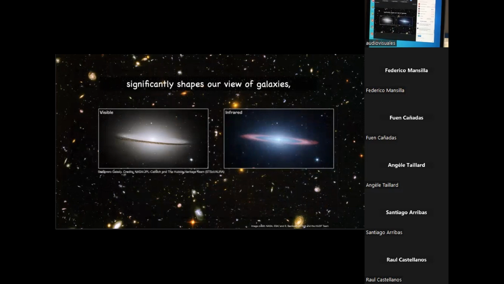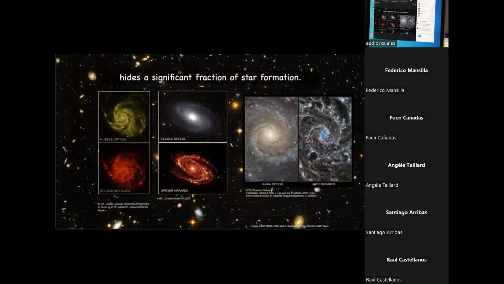re-emitting it at longer infrared wavelengths, which means that if you look at galaxies, these are a few examples of nearby galaxies before and after James Webb. By looking at them in the infrared light, which is the dust emission, we will see a completely different view of galaxies. Very highly star-forming regions in galaxies are completely hidden if we look at them in the optical light, and they will show themselves in the infrared light.